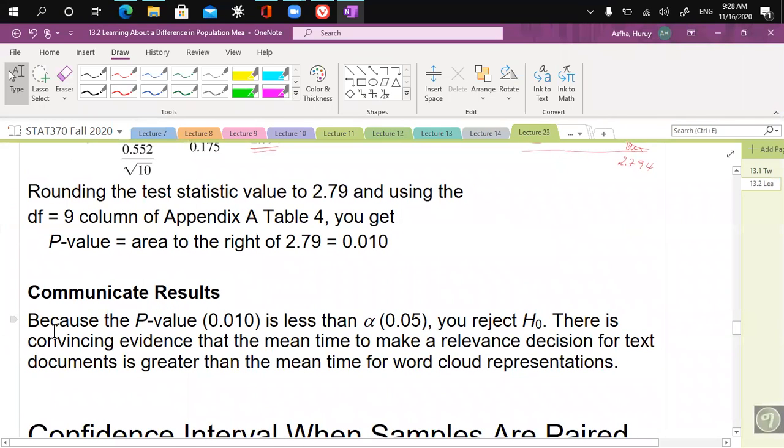And here we have, because p-value is less than alpha, you reject H0, and we say there is convincing evidence that the mean time to make a relevant decision for text documents is greater than the mean time for word cloud representations. So this is our conclusion. Now this is based on the hypothesis test.